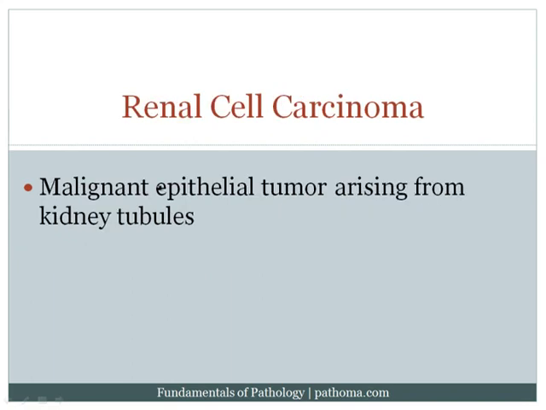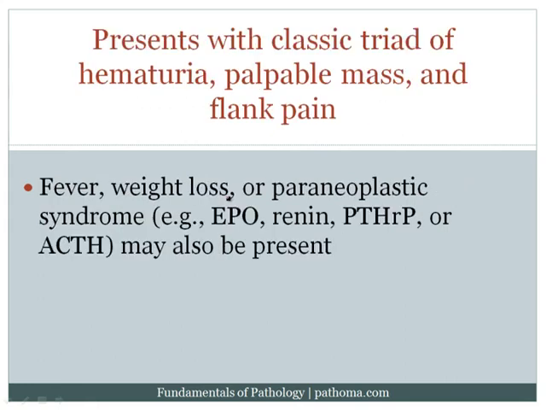Renal cell carcinoma is a malignant epithelial tumor that arises from the kidney tubules. It classically presents with this triad of hematuria, a palpable mass, and flank pain. This is the triad that we all memorize when we think about renal cell carcinoma, but interestingly, all three symptoms rarely occur together. In fact, in only 10% of patients would you see all three symptoms. Hematuria is overall the most common presenting symptom.